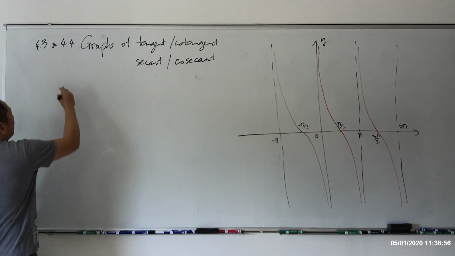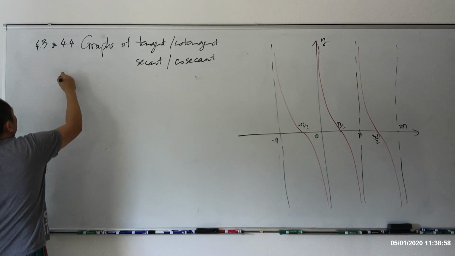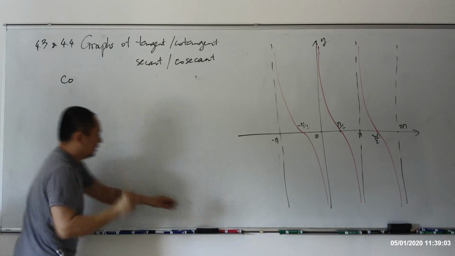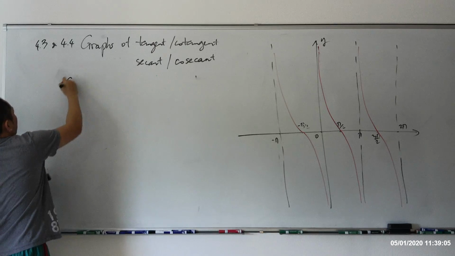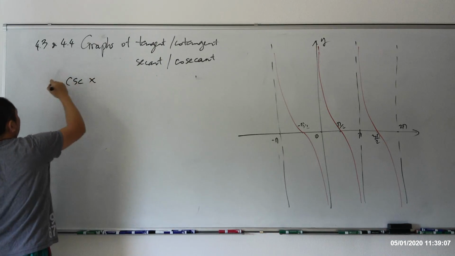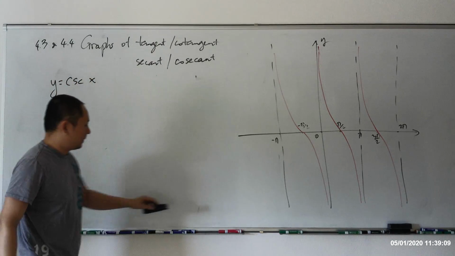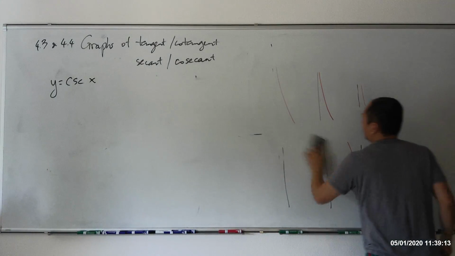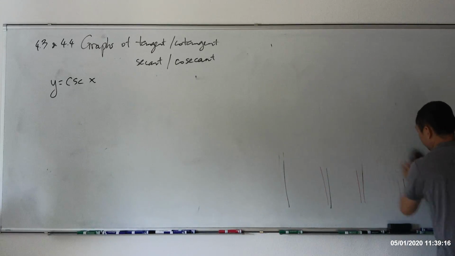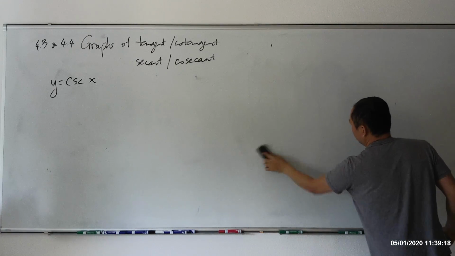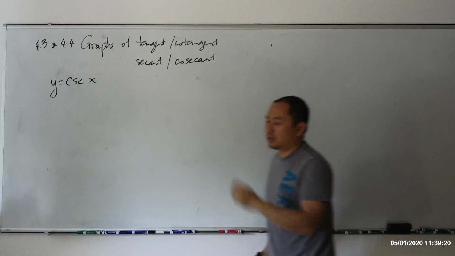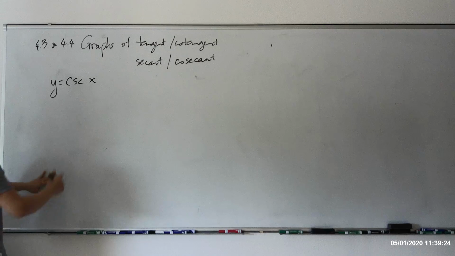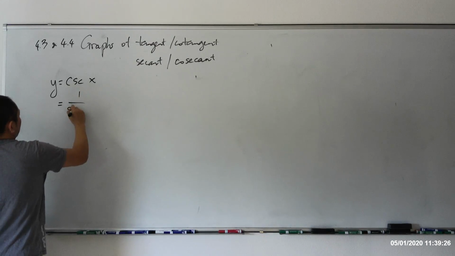Now let's talk about cosecant and secant. Which one first doesn't matter. Cosecant first. All right, cosecant of x. This is how I used to think of cosecant. You know, the cosecant is the reciprocal of the sine function, so this is 1 over sine x.